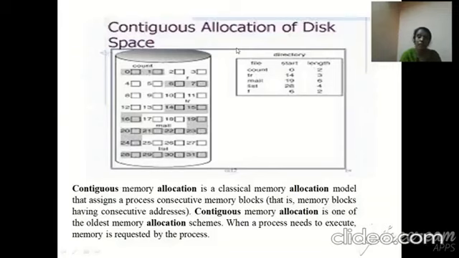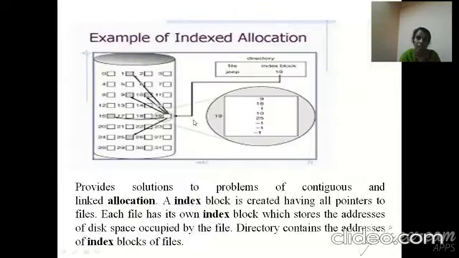In the directory it will be stored like this: the name of the file, the starting position and the length. Like this, it will be allocated sequentially. This is contiguous allocation of disk. And the next one is indexed allocation of disk. Here there will be an index, and the files will look up this index table.